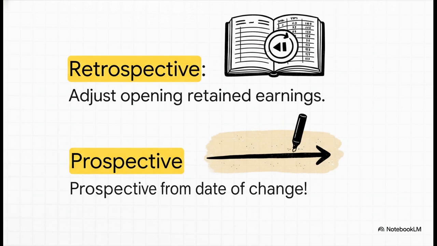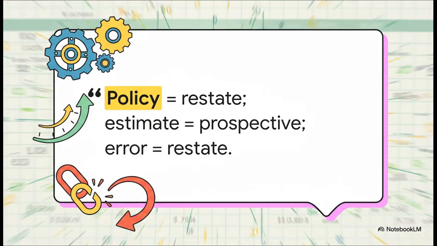Prospective application, much easier. You basically draw a line in the sand, you apply the change only from the date of change forward. No restatement required whatsoever. For example, changing a depreciation method from 10 years to 5 years is just a change in estimate. You apply it right now, prospectively, and move on. Here is your one-line trigger phrase to lock IAS 8 into your brain forever. Policy equals restate, estimate equals prospective, error equals restate. If you can remember this simple formula, you are going to navigate any IAS 8 scenario the examiner throws at you.